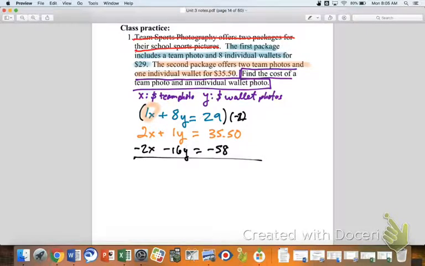When I add these up, you notice the x's get eliminated. I end up with -15y is equal to -22.50. Dividing by -15 on both sides, I get y is equal to what? Would it be 23.50? Nope. I don't think so. You guys getting 1.5? Oh, this should be -22.50. Sorry.